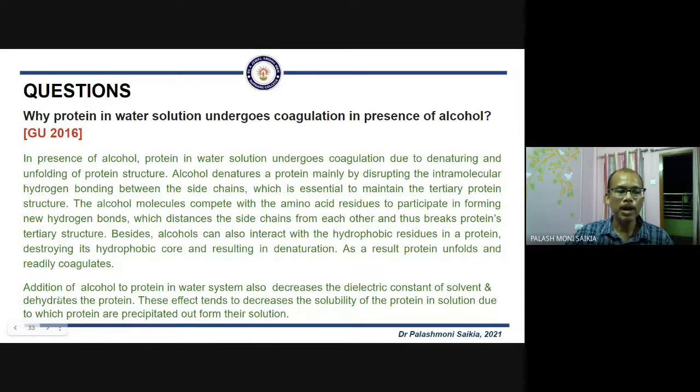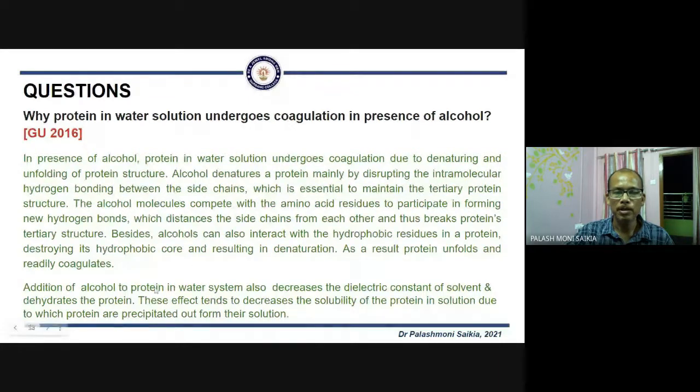Another important thing you have to keep in mind is that when we add alcohol to a protein in water system, the dielectric constant also decreases, and there is also dehydration of the protein. The water molecules are pulled from the protein, so this also decreases the solubility of the protein in solution. Because of all these facts, proteins are precipitated; they coagulate from their solution when alcohol is added. I think this is sufficient for you. So why does protein in water undergo coagulation in presence of alcohol?